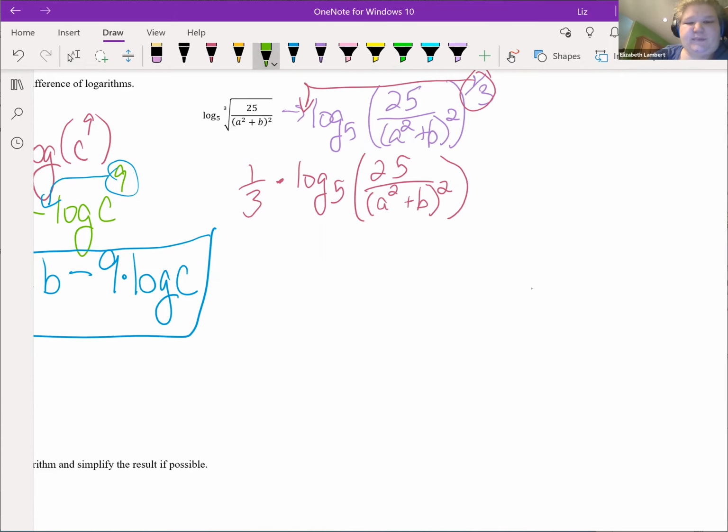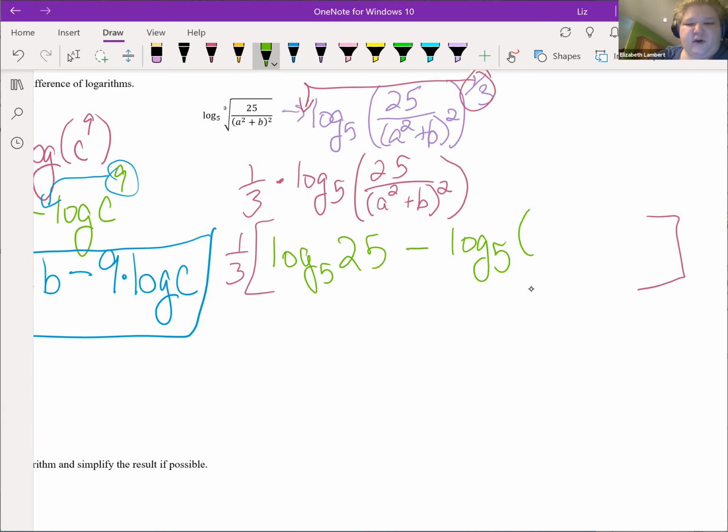All right. So now the next, or the last operation I would do, I'd figure out all the stuff in the parentheses, then I'd square that result, and then I'd do 25 divided by that. So I'm going to deal with the fraction next. Fraction turns into the difference of logarithms. So I'm actually going to write the 1/3 out front, and I'm just going to put these huge brackets because I write big. So this becomes log base 5 of 25 minus log base 5 of the very weird looking a squared plus b squared.